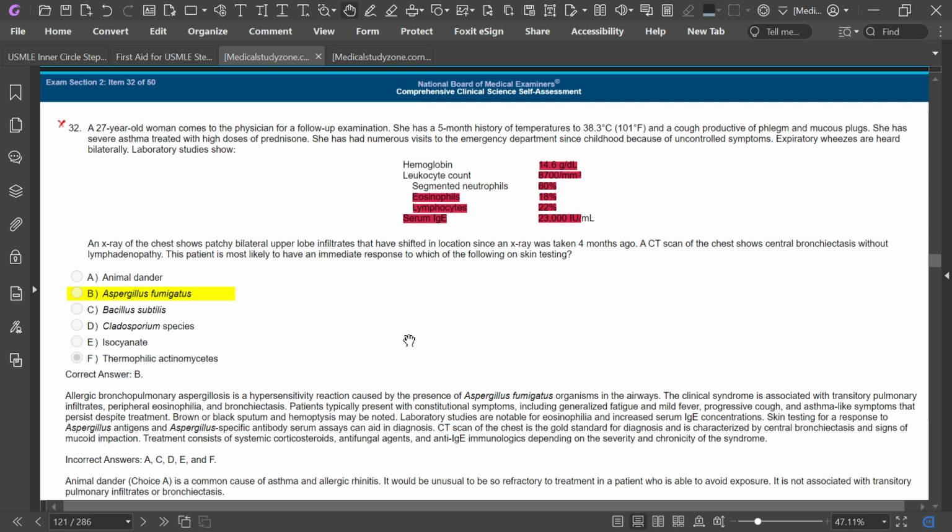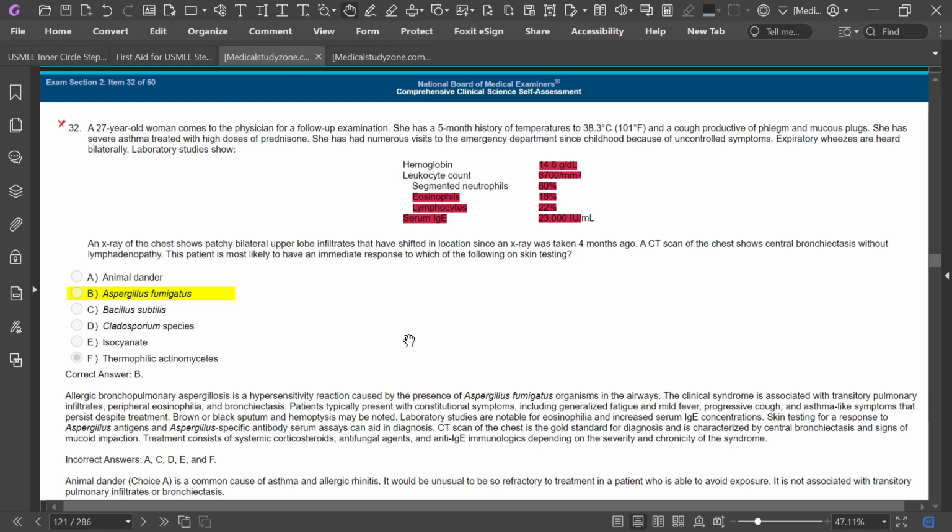Patients typically present with constitutional symptoms including generalized fatigue and mild fever, progressive cough, and asthma-like symptoms that persist despite treatment. Brown and black sputum and hemoptysis may be noted. Lab studies are notable for eosinophilia and increased serum IgE concentration.